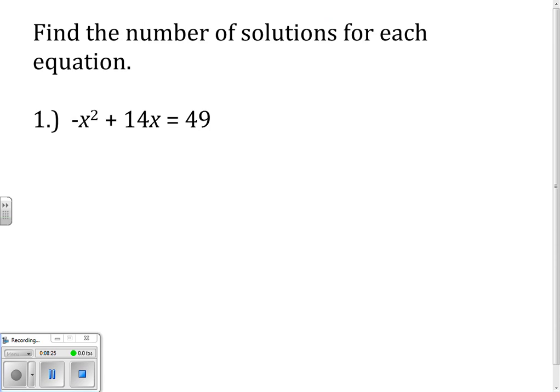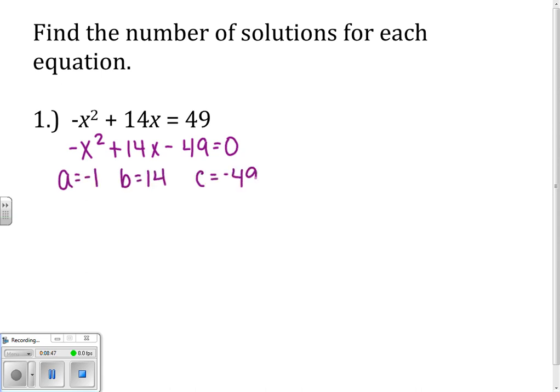So you're going to notice the directions here don't say solve. They're going to say find the number of solutions. They may say use the discriminant, but that's kind of implied by number of solutions. So we're going to start it the same way. I'm going to bring that 49 over to make it a negative 49. Set it equal to 0 first. My A value is negative 1. My B value is 14. And my C value is negative 49.